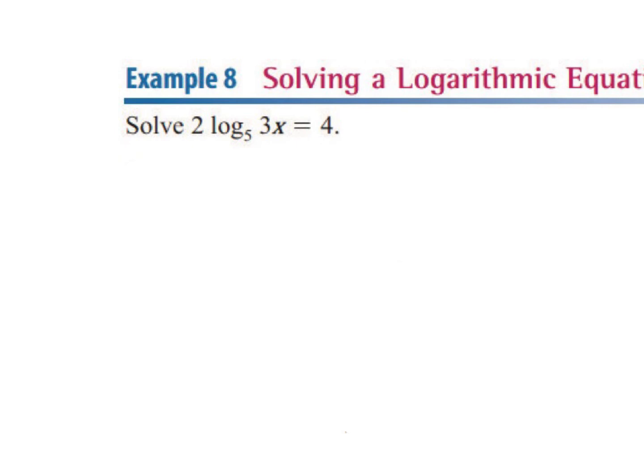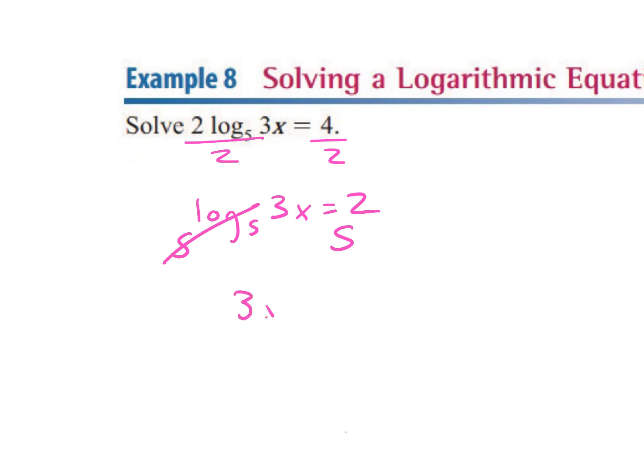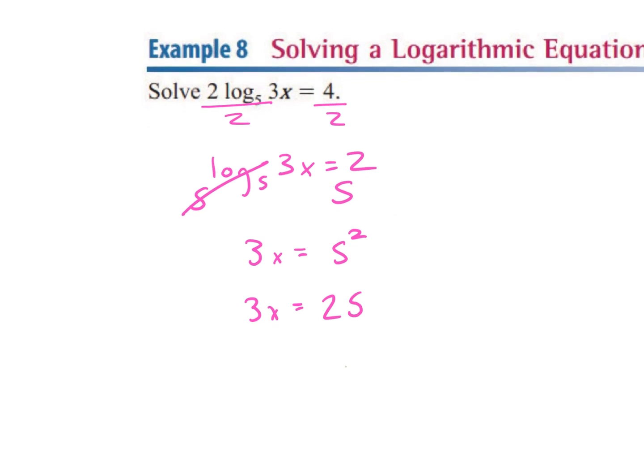So example 8, what should I do first? Divide by 2. So log base 5 of 3x is equal to 2. And how can I get rid of that log? Make the big base 5. So this cancels, so 3x is equal to 5 squared. So 3x is equal to 25. And then what can I do? Divide by 3, divide by 3. So x is equal to 8.3.